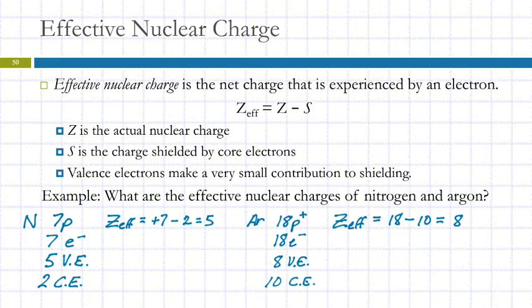Yes? What does the E stand for? Core electrons. There's valence electrons, the ones on the outer level, and the core electrons are everything else.